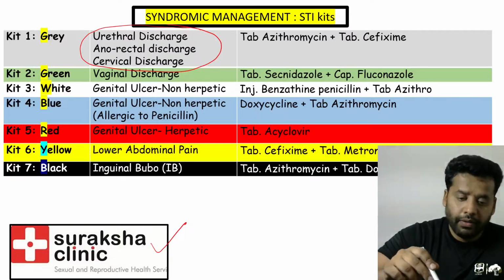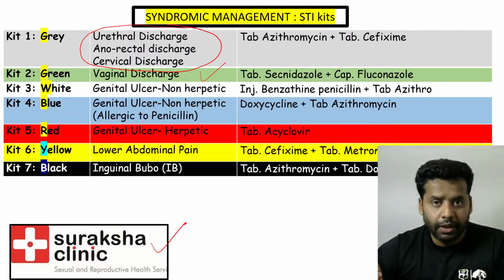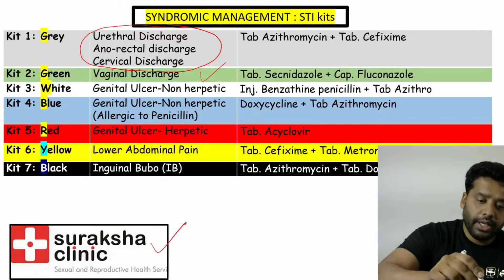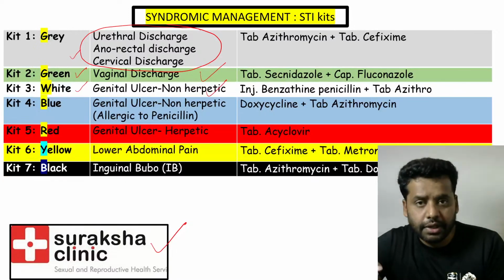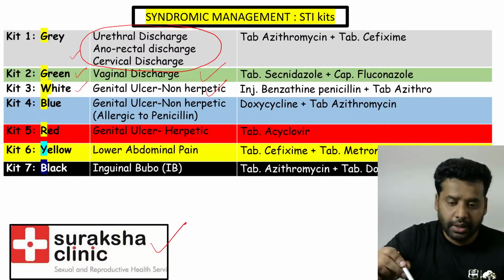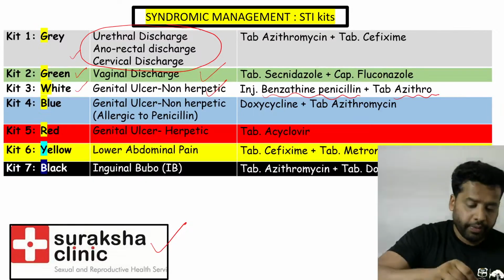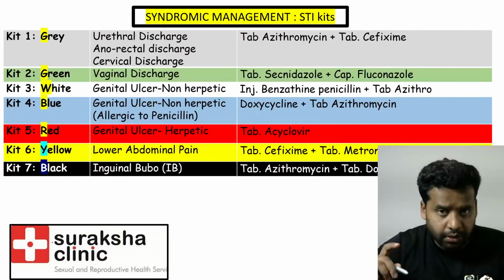Green kit is for vaginal discharge. Only vaginal discharge, I am telling. Secnidazole and fluconazole. We need to suspect some fungal infections. White kit is for non-herpetic ulcer. Remember this. White kit is for non-herpetic ulcer. We'll be using benzathine penicillin and azithromycin.